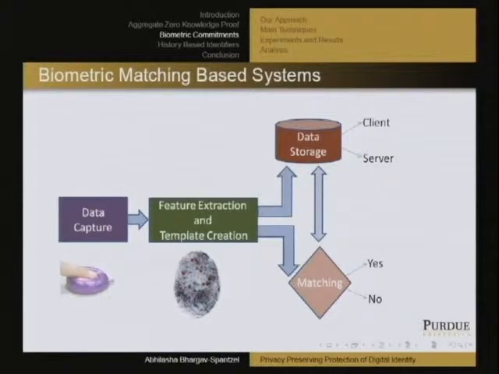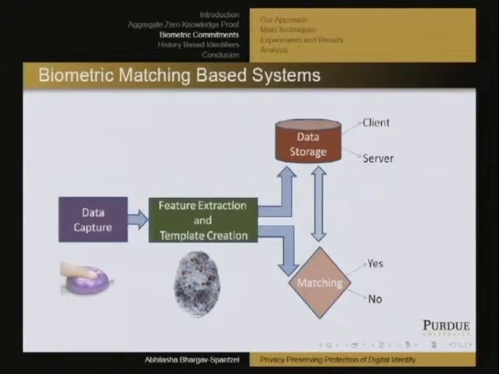Regardless of where you store it, if this template is compromised, then you can potentially misuse this biometric, or link it to other databases where you can retrieve more information about this user which was outside the intended purpose.